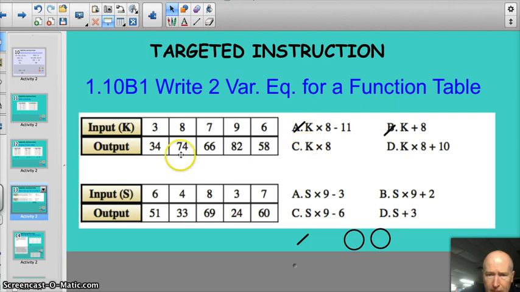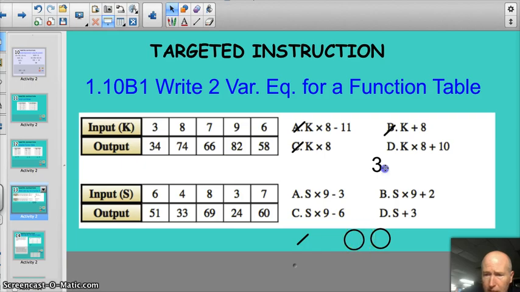Let's try k times 8. So 3, if I put the 3 in, 3 times 8 is 32. It didn't work for that one, so it can't be that one. It looks like it must be D, but let's just try it. If I put the 3 in, and I'll just type a 3 and throw that in, 3 times 8 would be 24, plus 10 is 34. Let me try it with 8. If I got rid of that and I put in 8 times 8 would be 64, plus 10 would be 74.